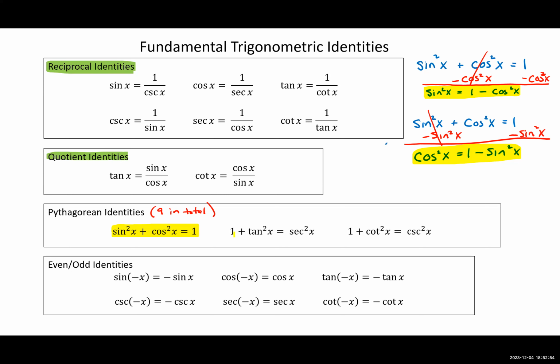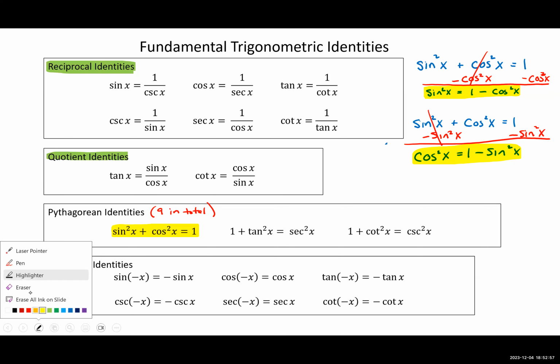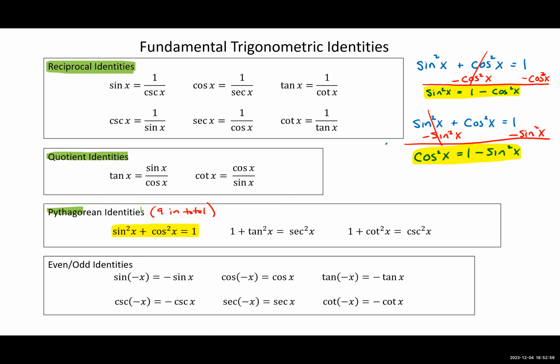Then we've got the even and odd identities. These also are a result of the definitions. Early on in this video series, if you're going by chapters and sections, it would be back in chapter 1. I think it's the beginning of chapter 1, 1.2. We talked about the definition of an even and an odd function.